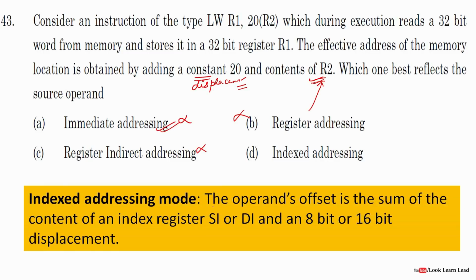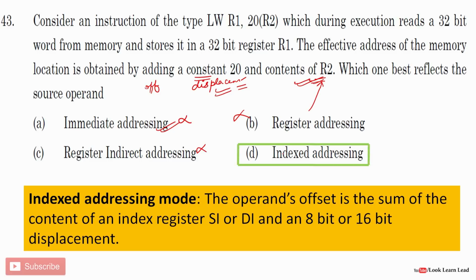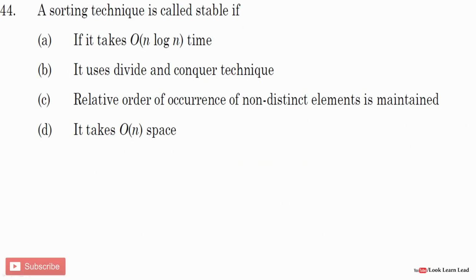Next is indexed. The operand's offset is the sum of a constant, the content of register R1, and a displacement. So it is a displacement plus the content of a register. So it is D. Our answer is D, indexed addressing. Next.